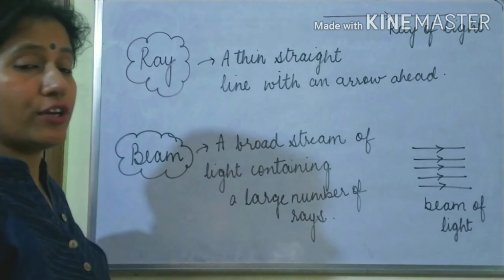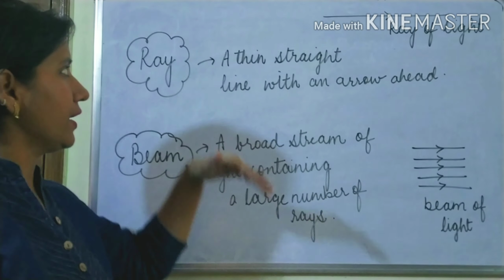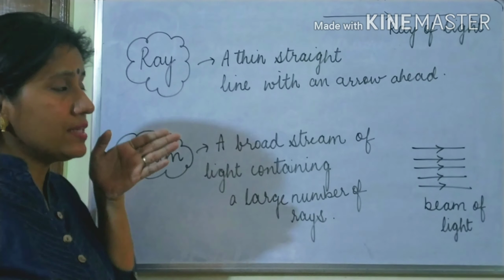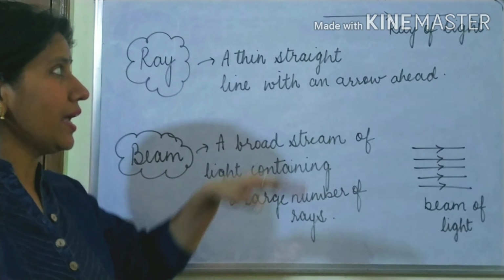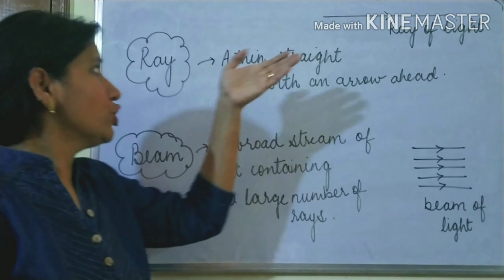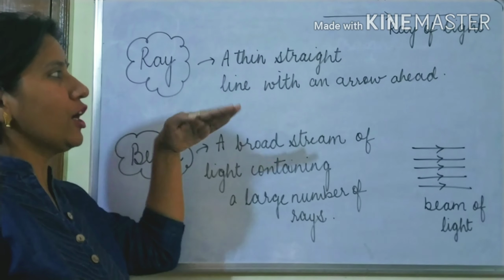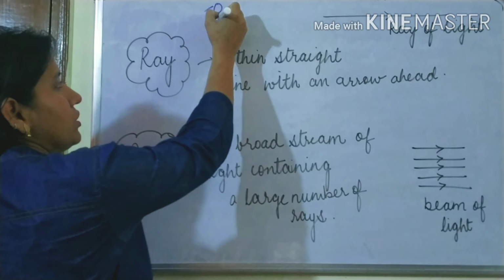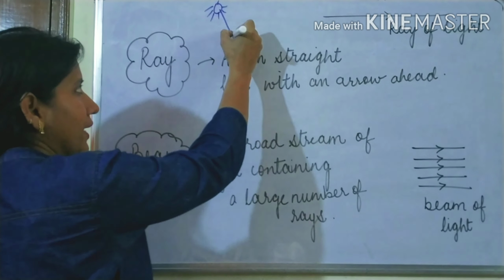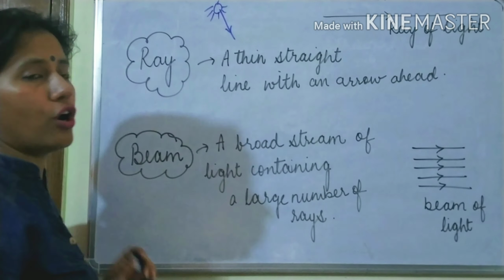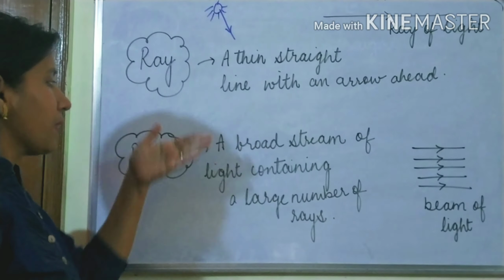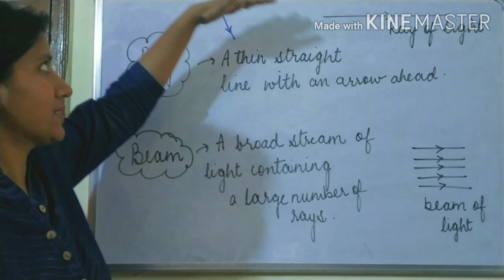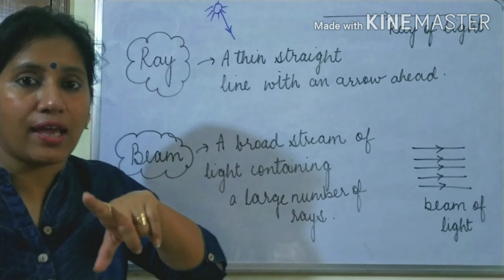So after the light travels in a straight line, let's see what is ray and what is beam. Ray means a single line. Single line means that moves ahead. So a thin straight line with an arrow ahead. Ray होता है ना, suppose अगर ये sun है मेरा, this is the source, और ये जो straight line आती है ऐसे arrow, that is called ray. Fine. And what is beam? Beam is a broad stream of light. जैसे sun से एक single को हम कहेंगे ray. Fine.